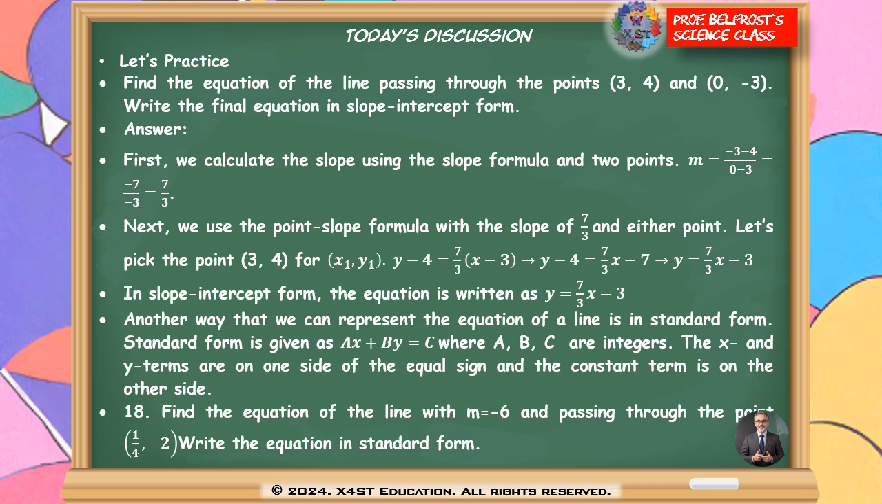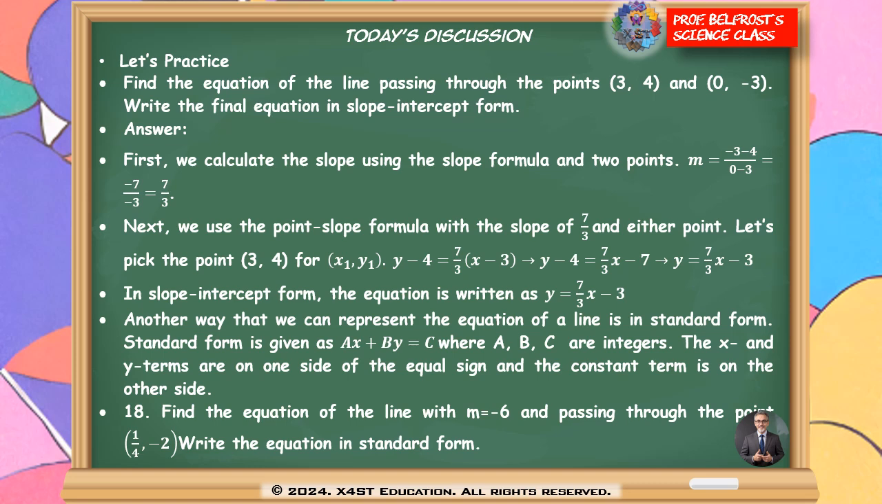Next, we just need to use the obtained slope and one of either point, either (3, 4) or (0, -3). Okay, let's pick (3, 4) in this example, and we substitute this into the equation. We get that this line equation is actually y minus 4 equals 7/3 (x minus 3). I want you, as a mini assignment, to try using (0, -3) and prove that it will result in the same line equation.